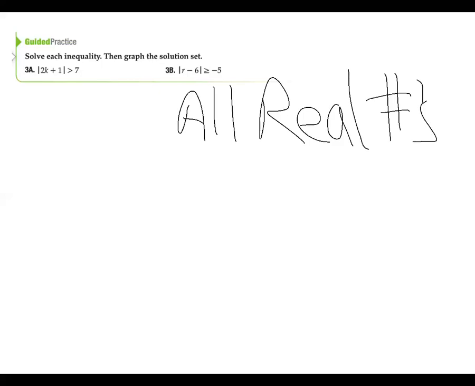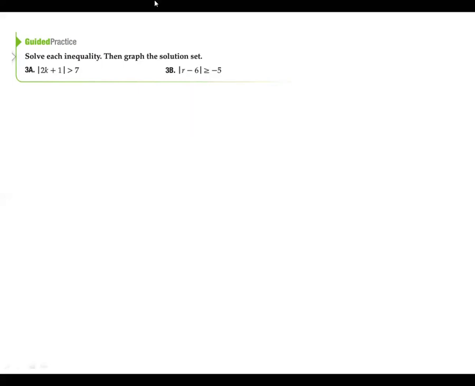Now, I know there's 2 different ways with the absolute value. You could either get all real numbers or no solution. You just have to think about it. This one is saying absolute value is bigger than a negative. That's always true. In the other case, this one was saying absolute value is less than a negative. That's never true. So if you think about it like that, that might help you out a little bit.